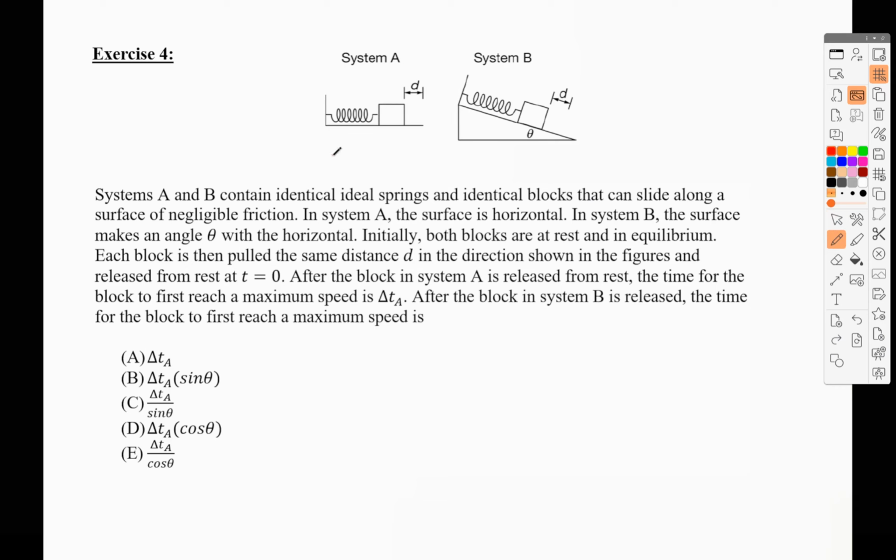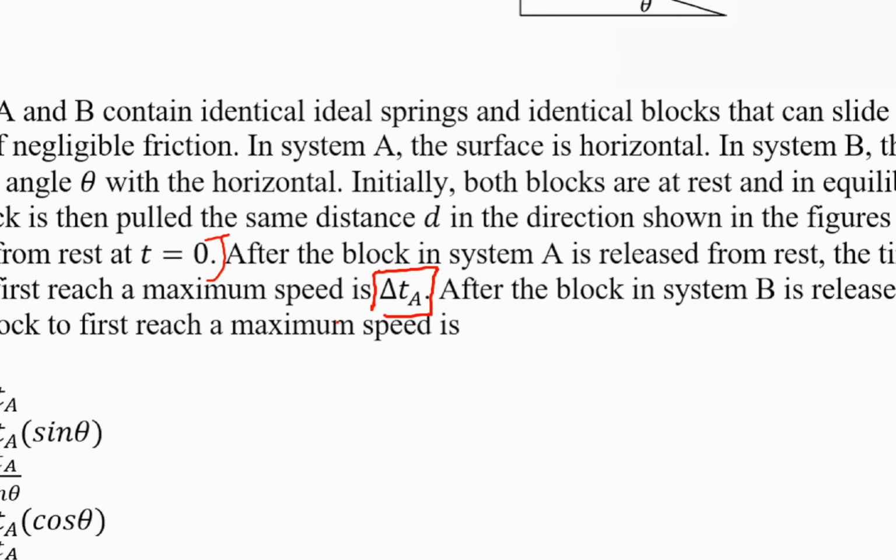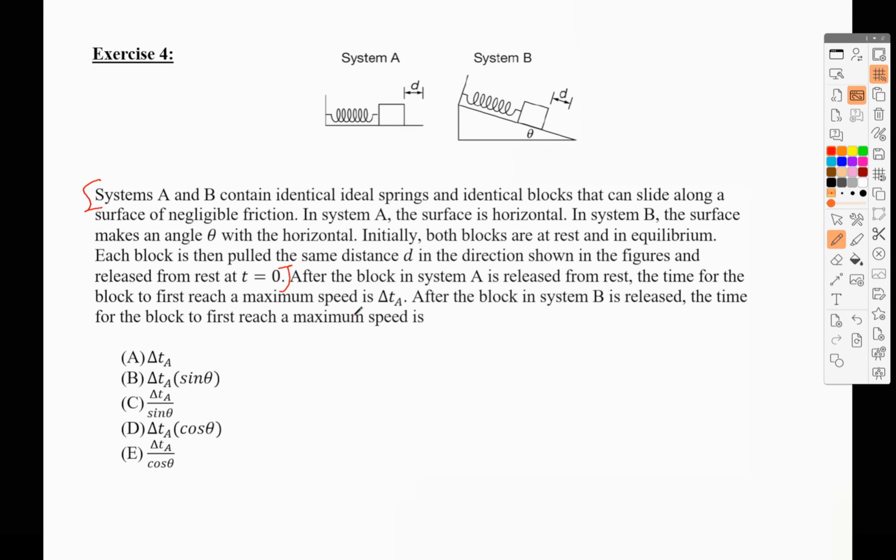Systems A and B for exercise 4, we have the same given. Now I will skip these. After the block in system A is released from rest, after it's being pulled by a distance d, which is the amplitude. Now this is the amplitude because we released it from rest. No initial velocity is given. The time for the block to reach a maximum speed is given by delta TA. So you can think about delta TA as 1 over 4 the period, because the maximum speed is attained at the equilibrium and we're moving from the amplitude.